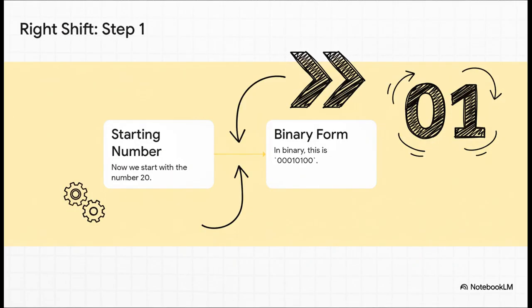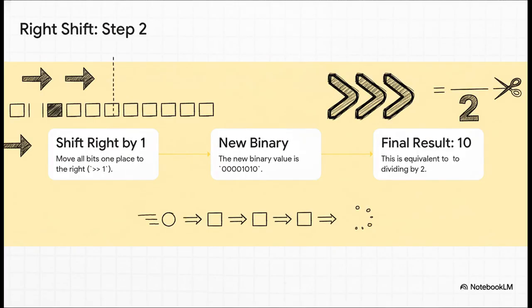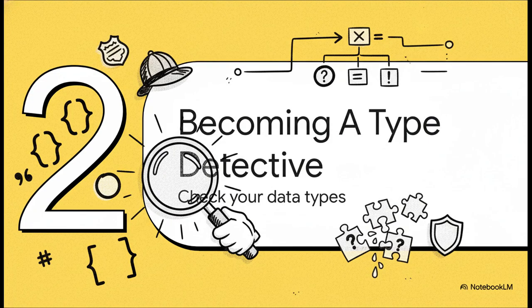All right, so if we can shift left, you can probably guess what's next. Let's start with that 20 we just made and see what happens when we go in the other direction. Using the arrows pointing right, we slide all the bits 1 spot over. And just like that, 20 becomes 10. A right shift is an incredibly fast way to do integer division by 2. It just chops the number in half and throws away any remainder. Simple, clean, and super fast. Okay, so Bitwise stuff is amazing for performance.